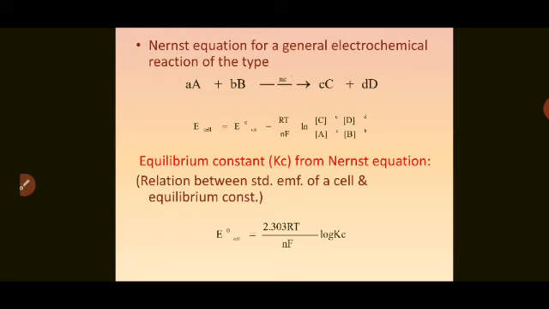Now, this Nernst equation can also be used for calculating the equilibrium constant, that is Kc. The relation between the standard EMF of a cell and the equilibrium constant can be given as E naught cell is equal to 2.303 RT divided by nF into log of Kc. Here there is no need of any description or derivation; you just have to remember this equation for solving problems. Thank you.